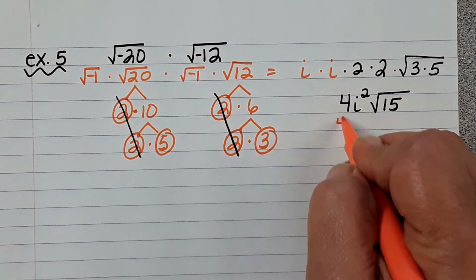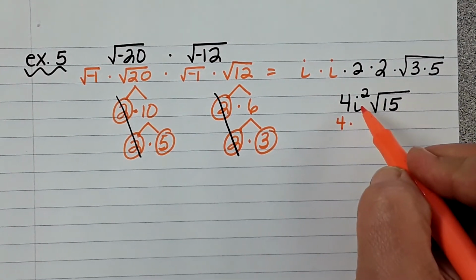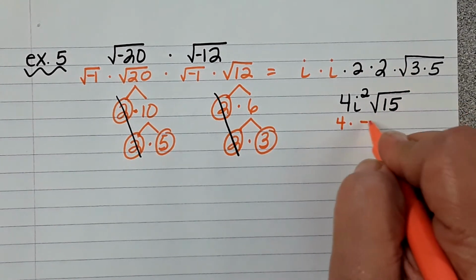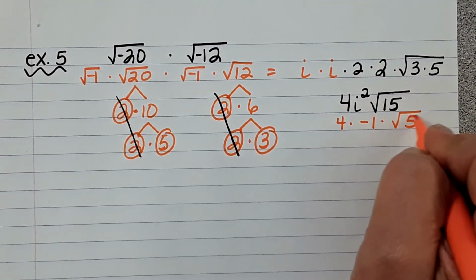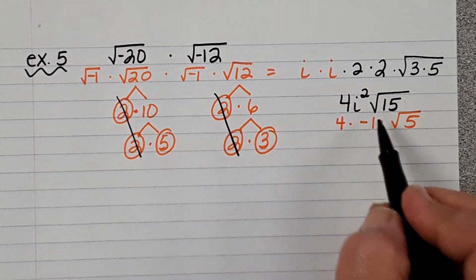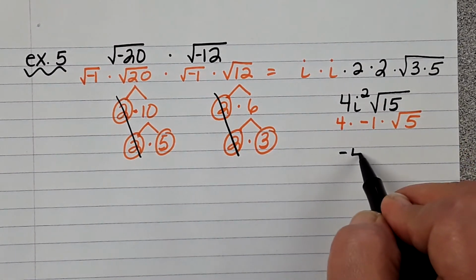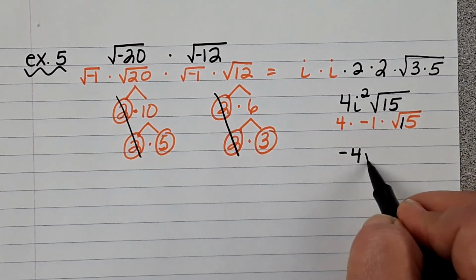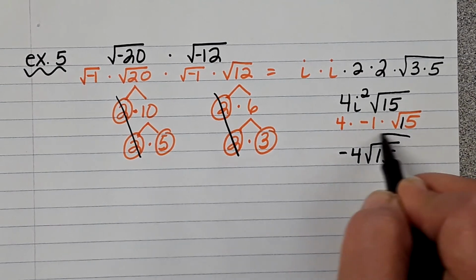So this becomes 4 times, what does i squared become? -1, times the square root of 15. 4 times -1. That's the square root of 15. Thank you. And that's my final answer.